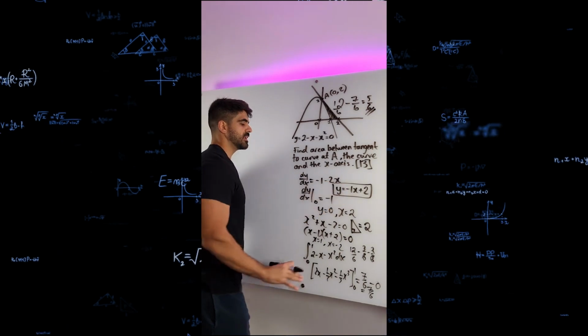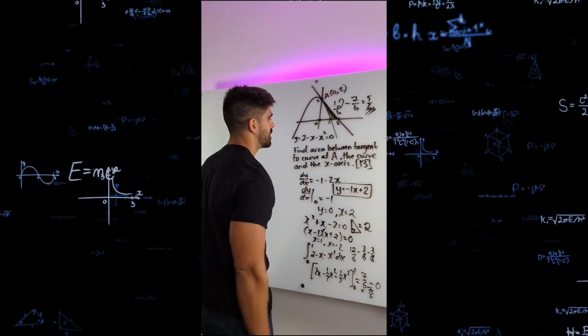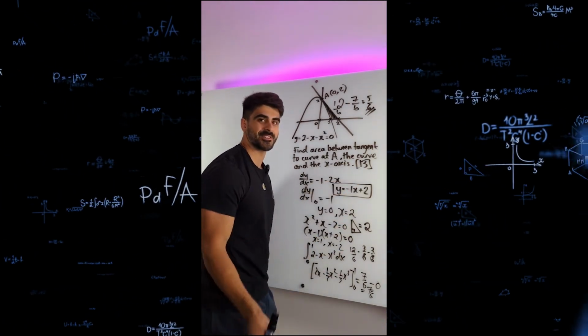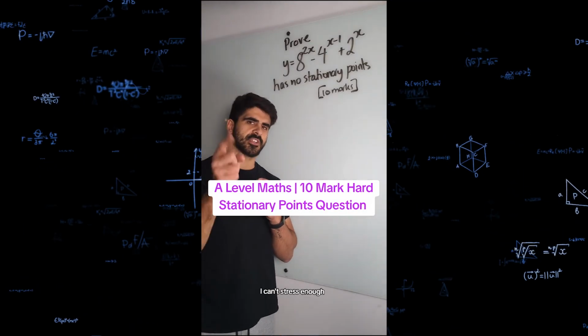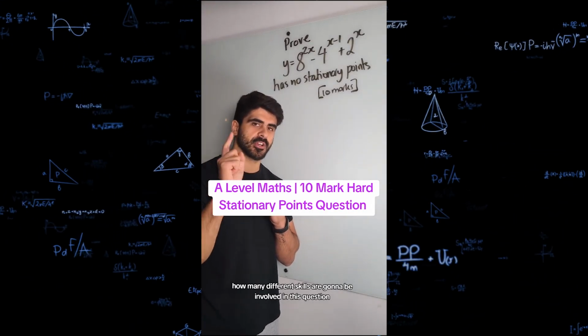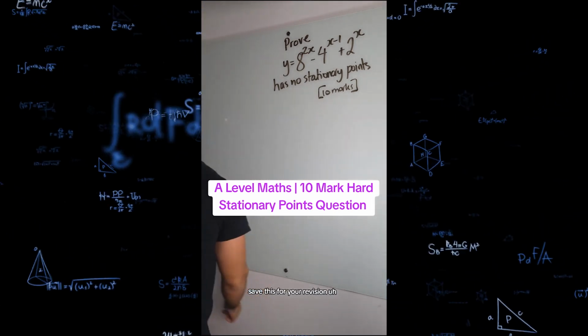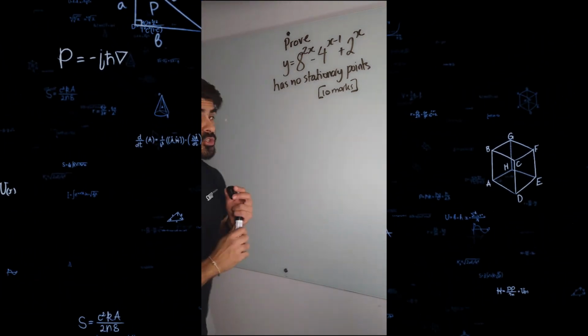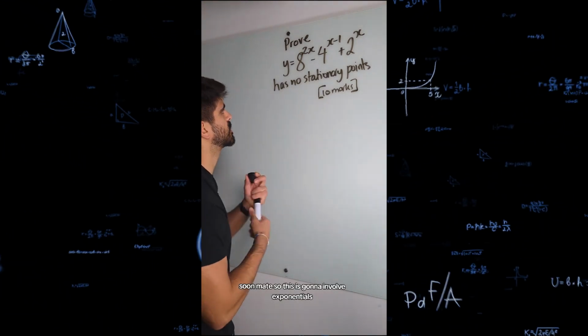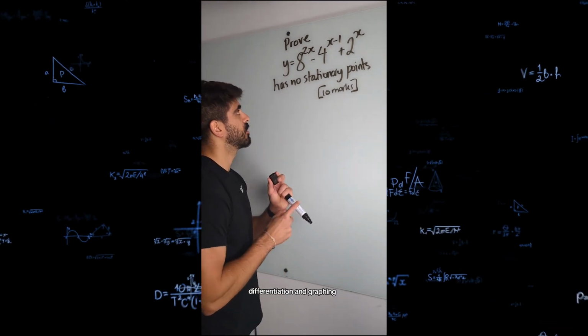So there's loads of mini parts here, which is why it all totals up to 13. And I'm actually not making it up this time. I can't stress enough how many different skills are going to be involved in this question. So before you do anything, save this for your revision soon. So this is going to involve exponentials, differentiation, and graphing.